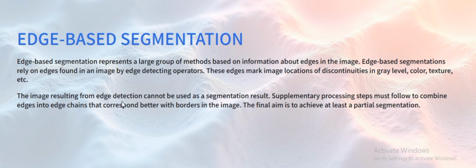The image resulting from edge detection cannot be used as a segmentation result. Supplementary processing steps must be followed in order to combine these edges into chains, better with borders in the image. The final aim is to achieve at least a partial segmentation. Doing only this discontinuity determination will not produce an edge segmentation. After that, we must do multiple processes and form edge chains that are helpful for producing borders for the image.